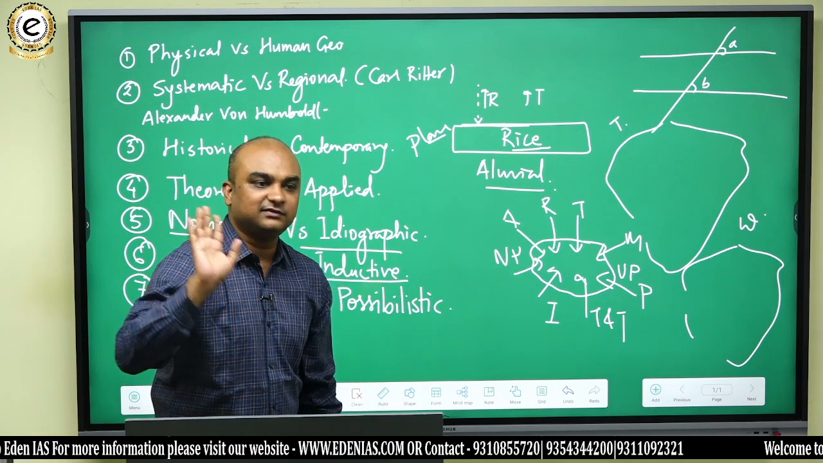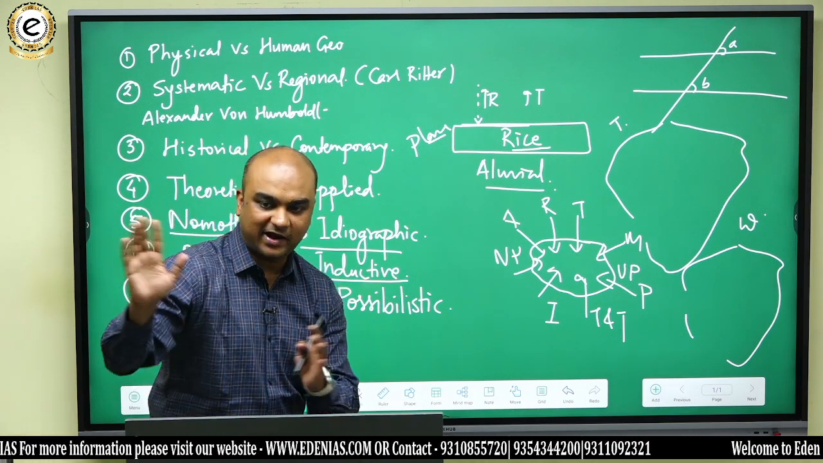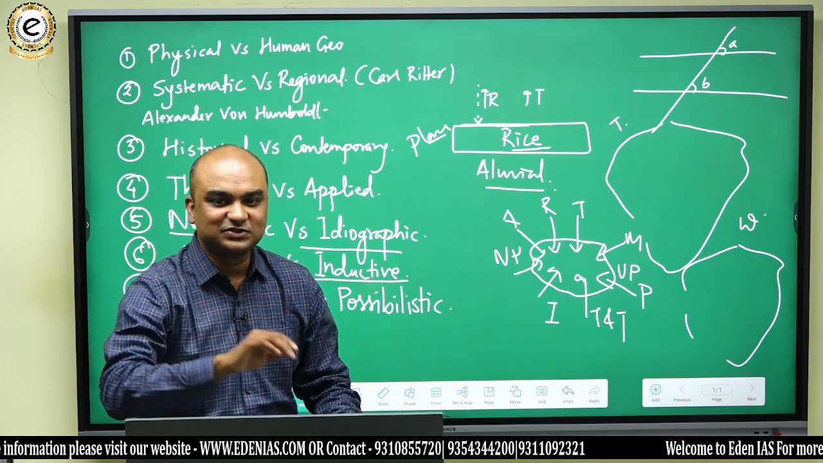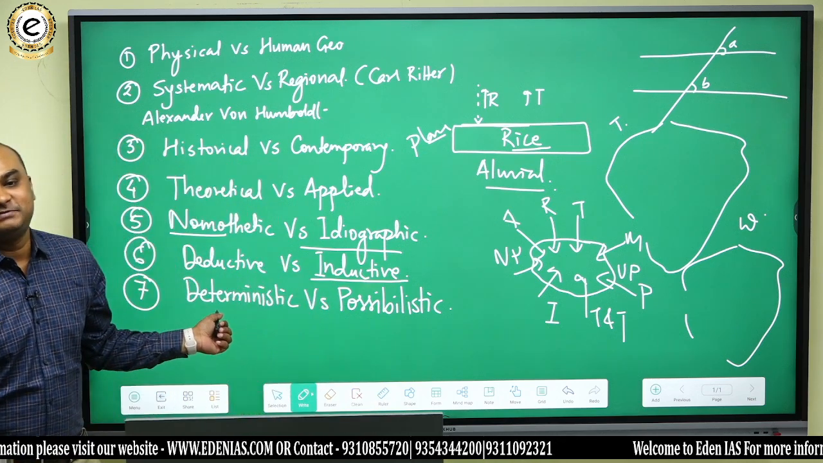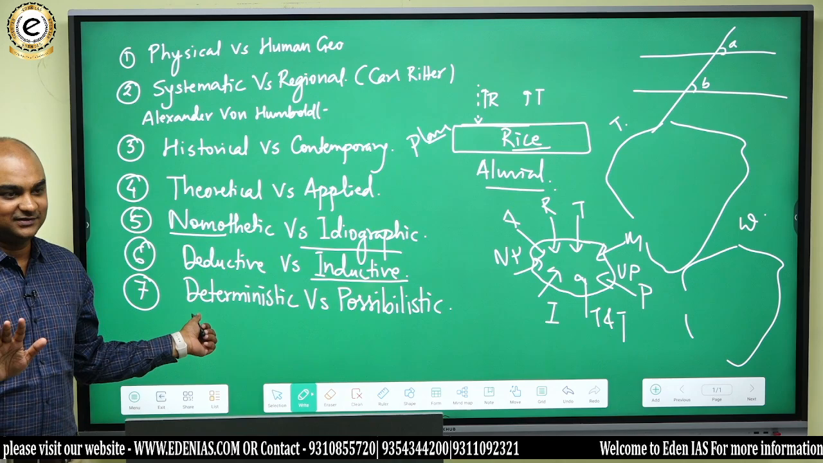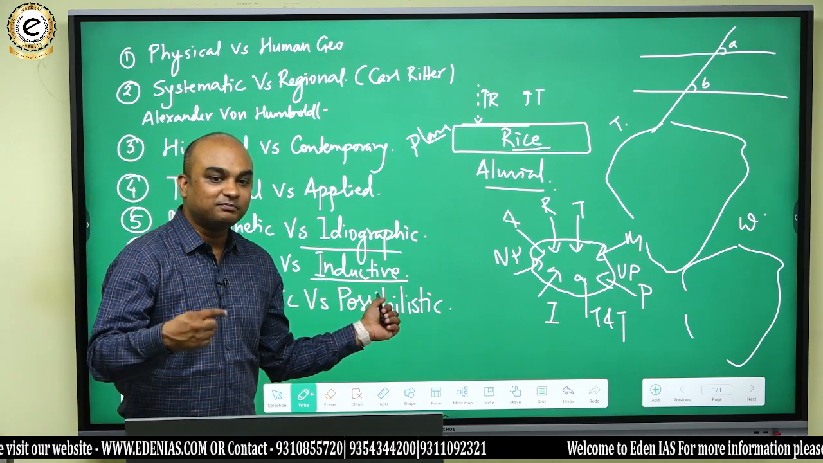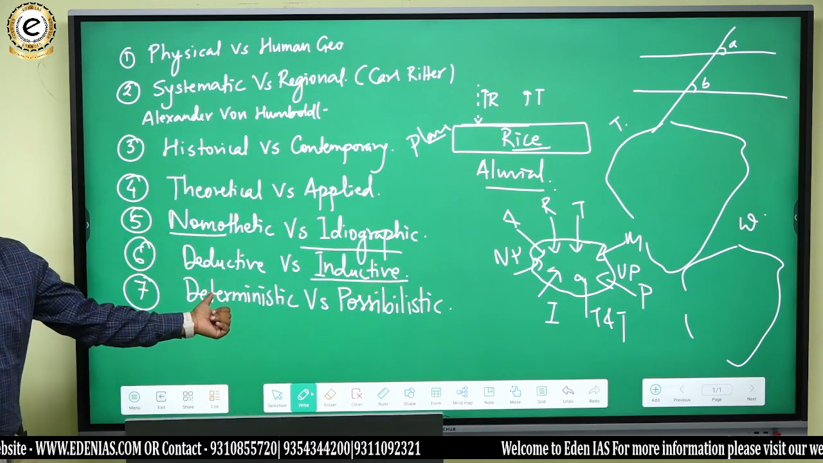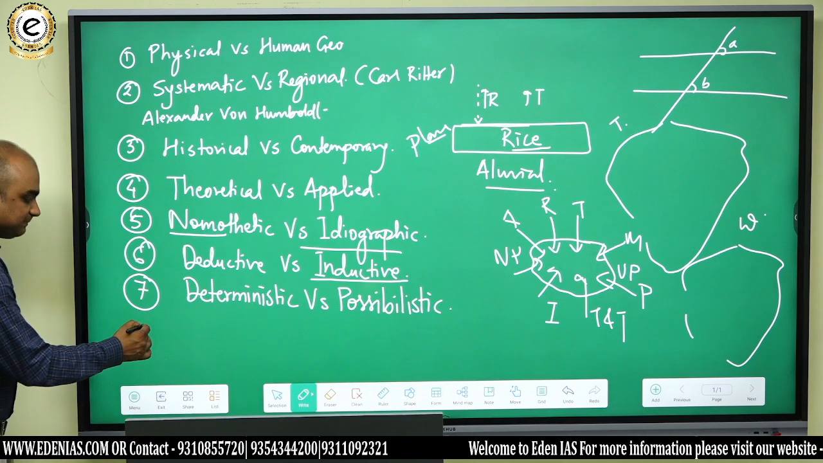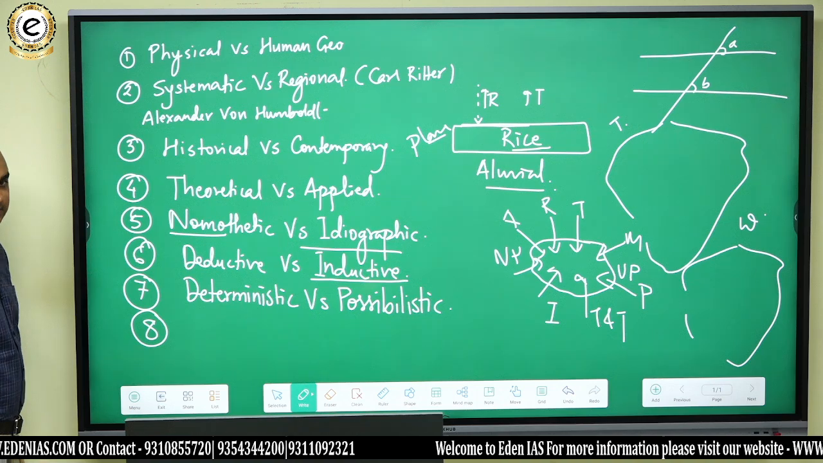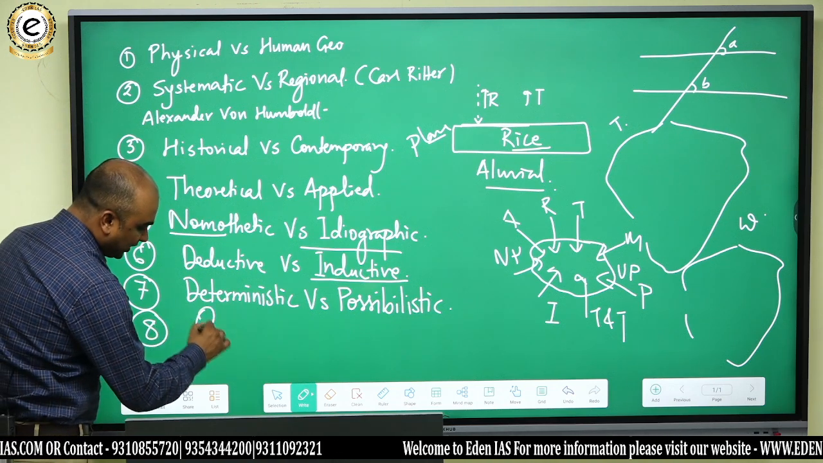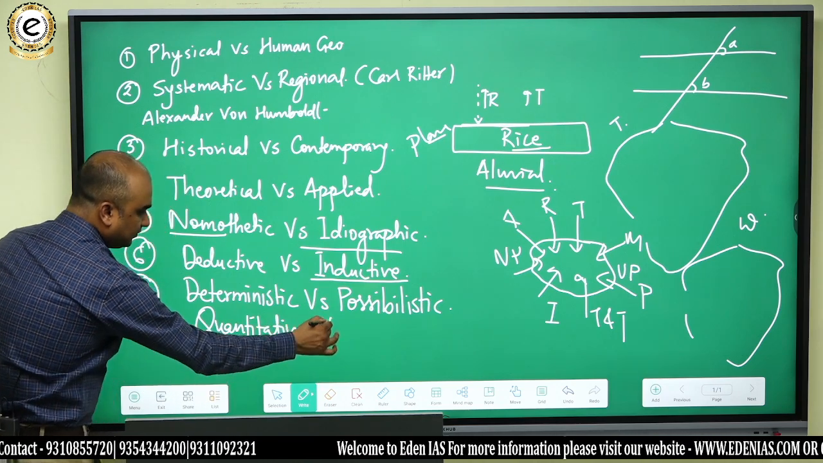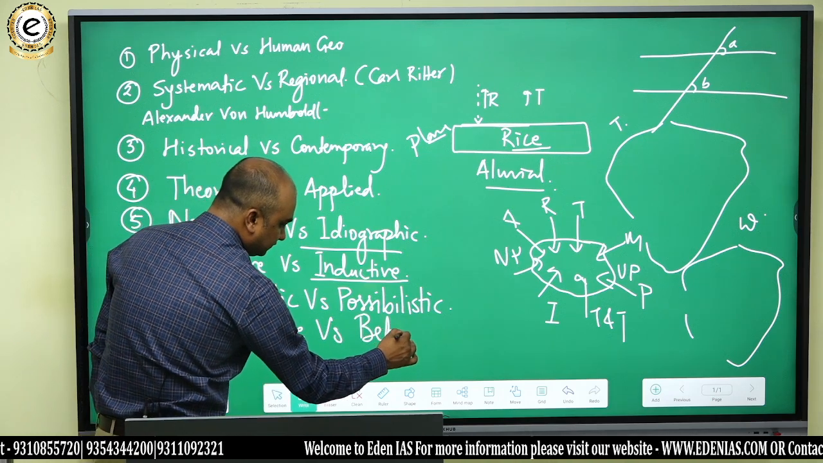So man is not a slave. Man can fight with nature. Corona आया लेकिन हम निकल तो आए ना उससे आखिरकार. So determinists are like pessimistic people कि कुछ हो नहीं सकता. But possibilists are more optimistic. Possibility मतलब optimism. Do you get that? That's the seventh kind of dichotomy that we encounter in geography. The eighth kind of dichotomy, and this is the last type, is quantitative versus behavioral.